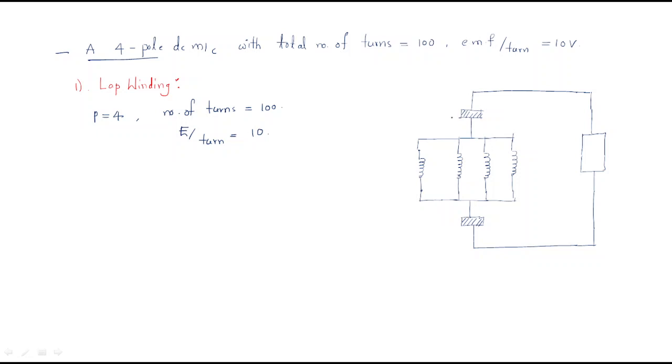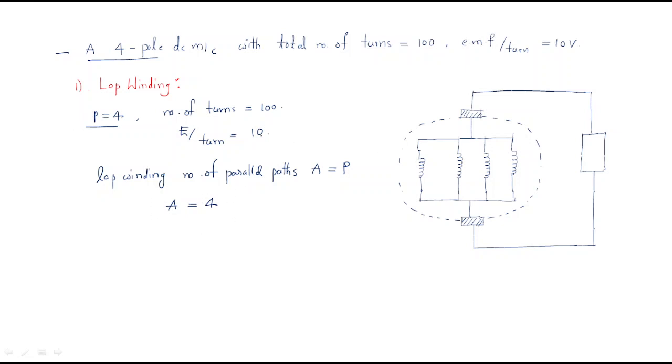Just observe here, this is the armature winding, and the connection is like this. Generally, in case of lap winding, the important thing is the number of parallel paths. The number of parallel paths is represented by A, and A equals the number of poles, that is 4. So you should have 4 parallel paths.